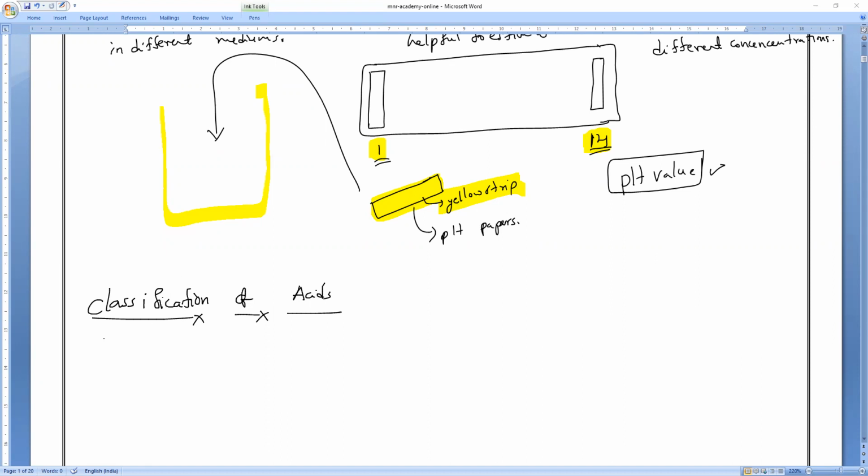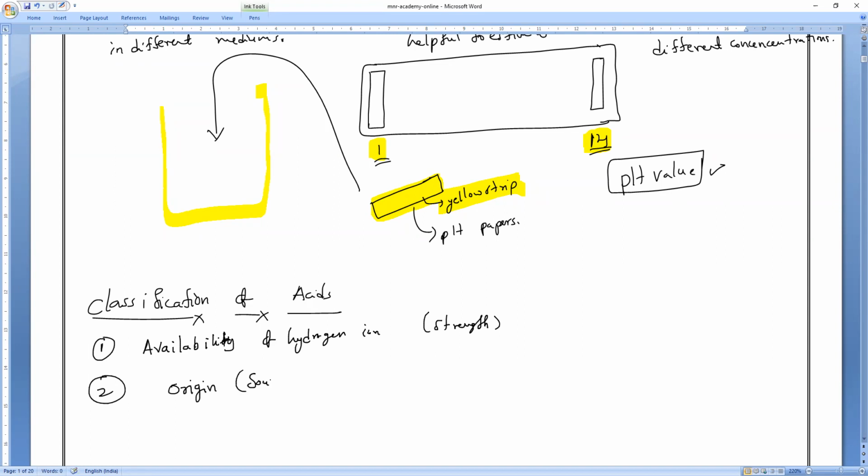So the first category of acids we'll discuss is based upon the availability of hydrogen ions. That is what we can say strength. Second one is origin, either they are coming from nature or coming from lab. And the third type of acids is based upon the amount of acid, that is what we can say concentration.